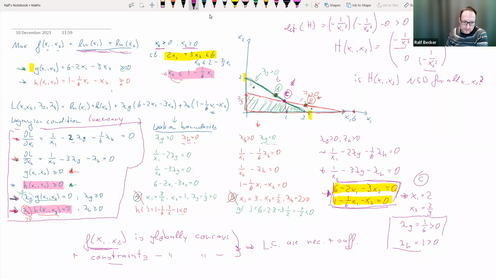So yes, we said the constraints are globally concave and the function is globally concave. That means that in our case, the Lagrangian conditions are necessary and sufficient. And that means, ta-da, our point C is indeed the solution to the problem.